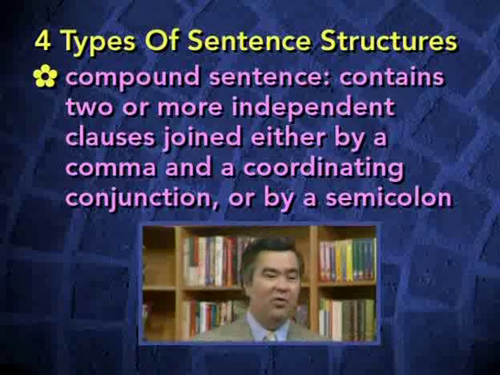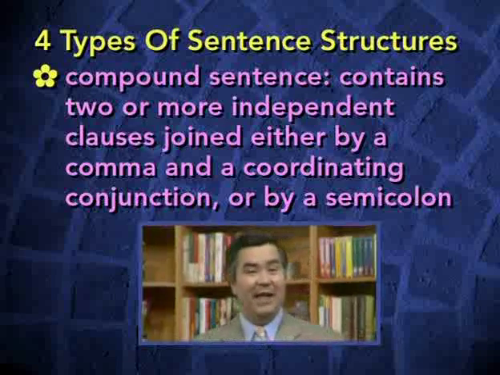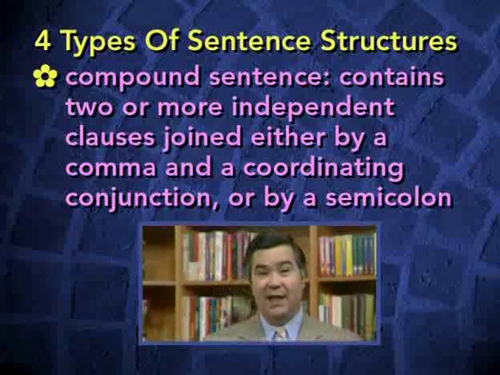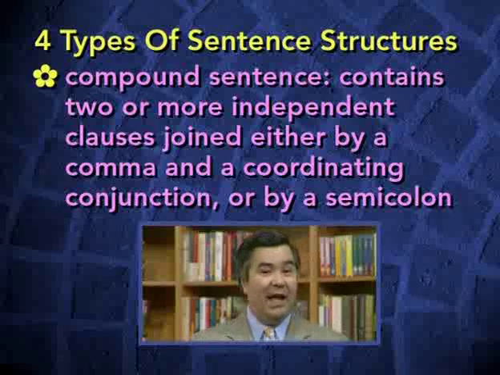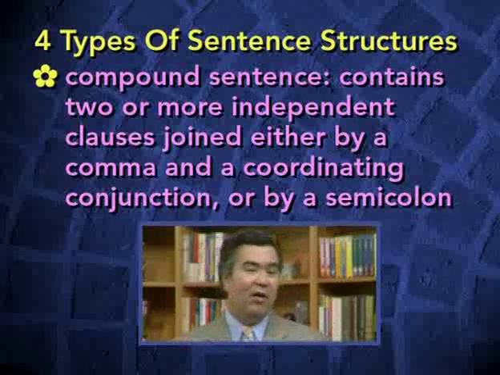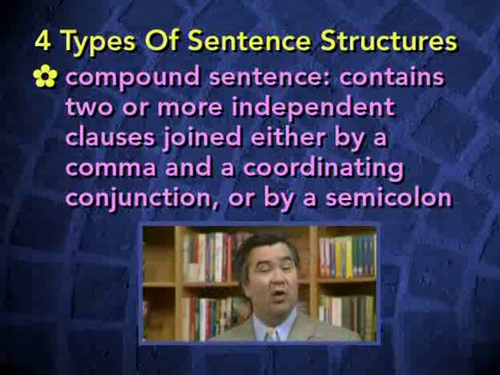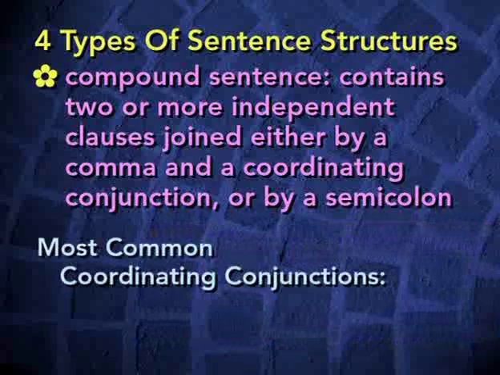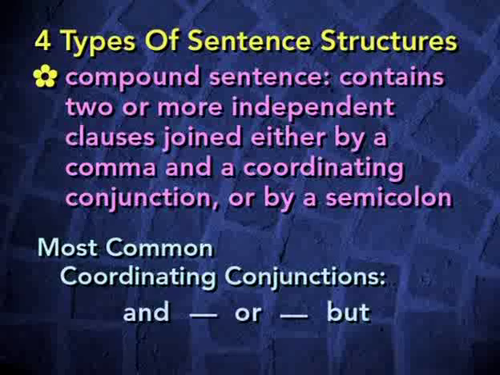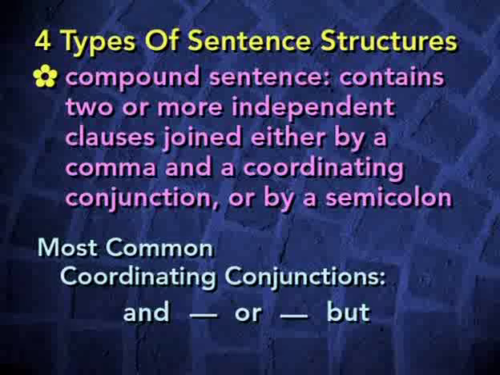And there are basically two alternatives, two ways of making that connection. One way of making the connection is by using a comma and a coordinating conjunction. There are a few different words that are called coordinating conjunctions. The most important and common ones are and, or, and but. So one way of joining two independent clauses to create a compound sentence is by using a comma and the word and, or but.